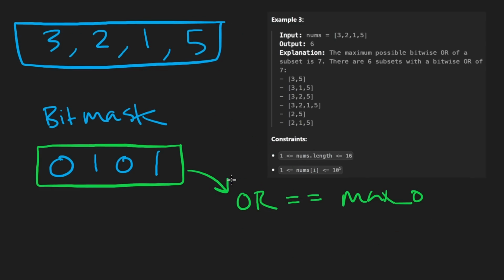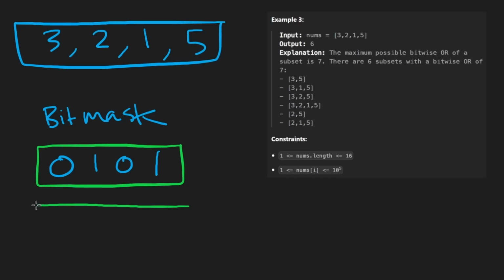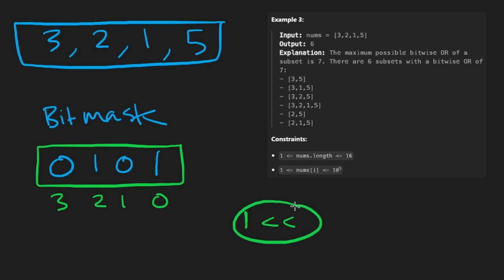Now, how exactly do we get the OR of this? Well, we can just iterate over the entire length of the bit mask. So if we're at this position, we'll be at 0, 1, 2, etc. And then to extract the individual bit, I'm going to have 1. I'm going to bit shift it to the left by whatever the index is. So if we're at, let's say, index 2, I'm going to bit shift 1 to the left by 2. I'm going to end up with something like this, 1, 0, 0.